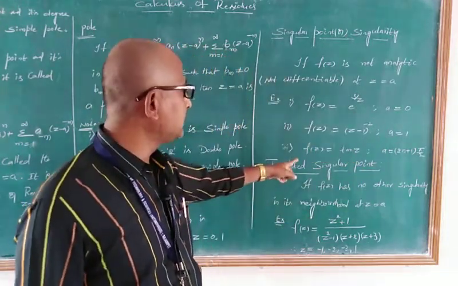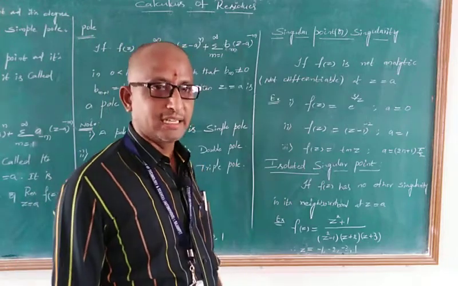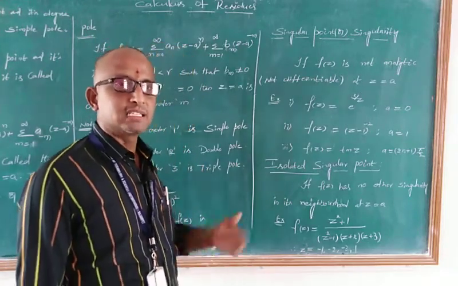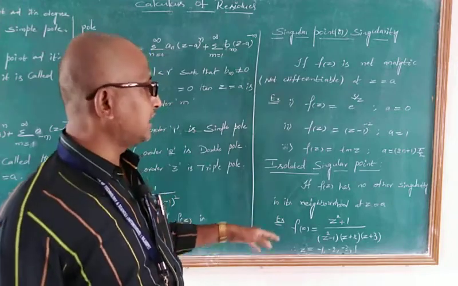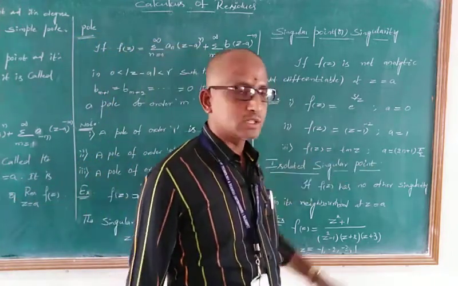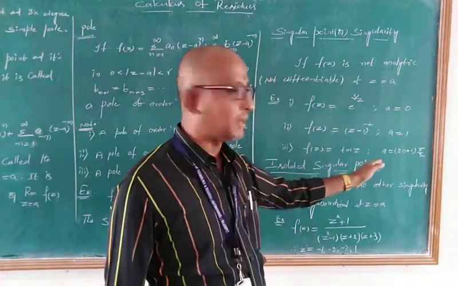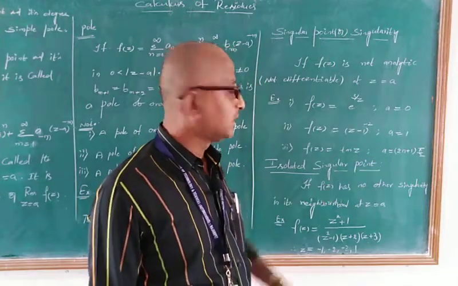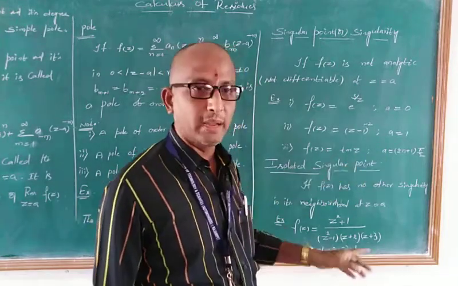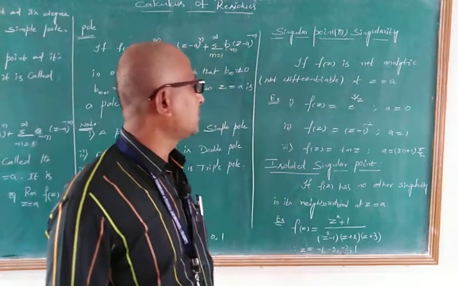Another example, f(z) = tan z. Tan z can be written as sin z divided by cos z. So, z = 0, z = (2n + 1)π/2. a = (2n + 1)π/2 is the singular point.